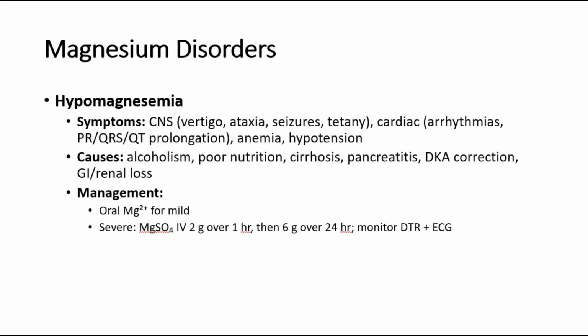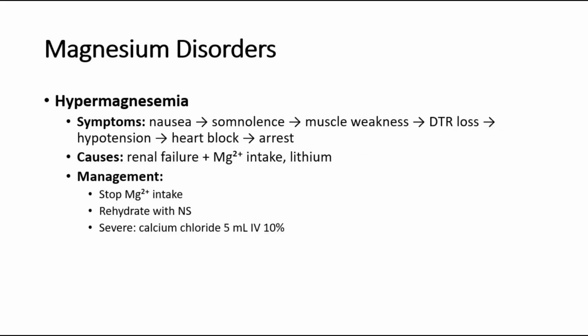monitoring. Hypermagnesemia, though rare, is often due to renal failure with excessive magnesium intake. It presents progressively with nausea, somnolence, muscle weakness, hypotension, and potentially cardiac arrest. Management involves stopping magnesium intake, rehydration with NS, and administration of intravenous calcium in severely symptomatic patients.